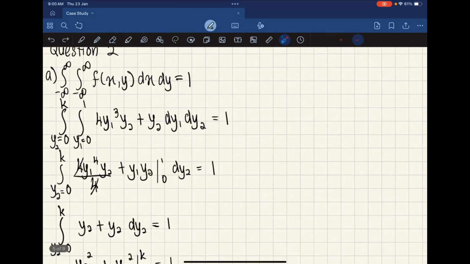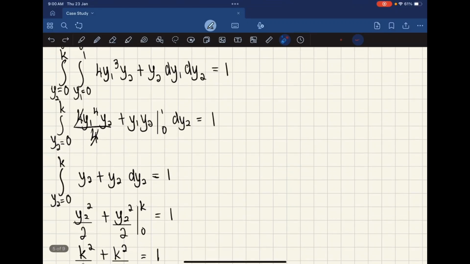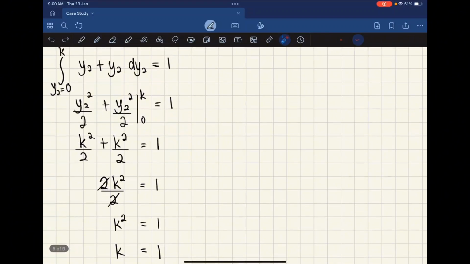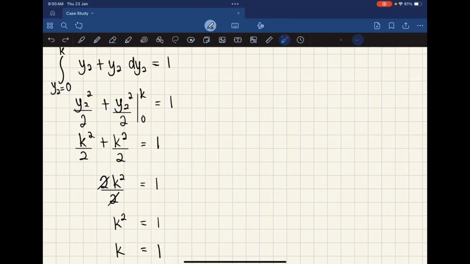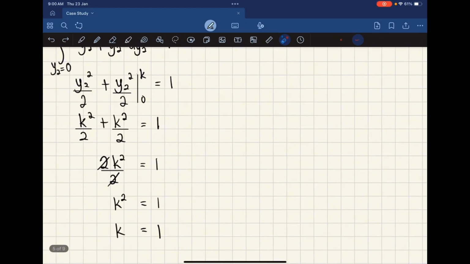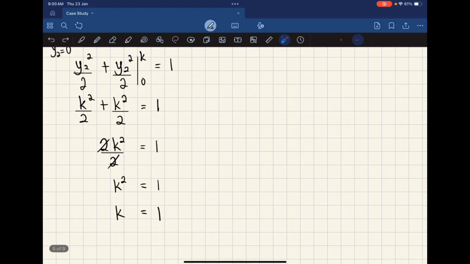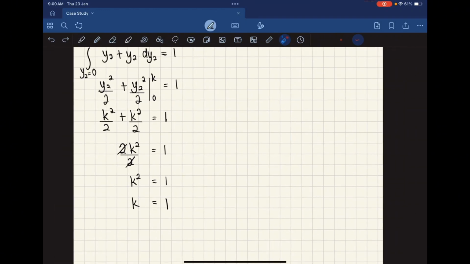So we just need to integrate first, equal to 1. So integrate y2 equal to 0 to k, integrate y1 equal to 0 to 1, for k y1 cube y2 plus y2, dy1 dy2 equal to 1. So in the last answer, we can get k square over 2 plus k square over 2 equal to 1. At this answer, we can get the answer for the k. So the k is equal to 1.